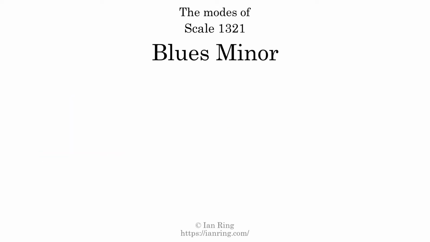This scale has 5 modes. The first mode is itself. The second mode is scale 677, also known as Scottish pentatonic. It sounds like this.